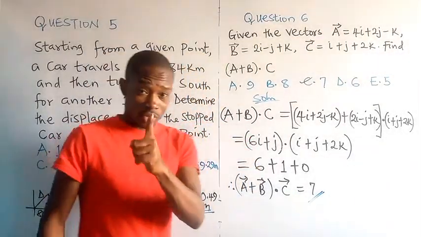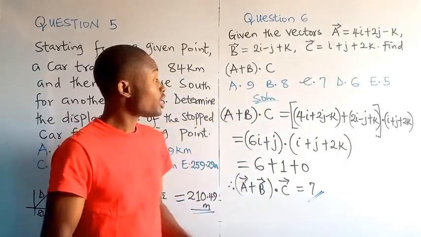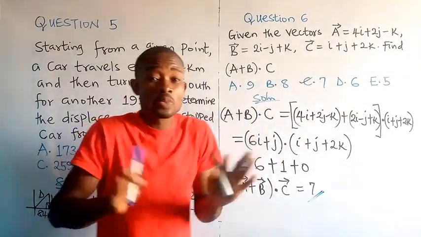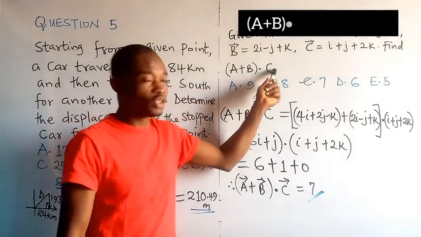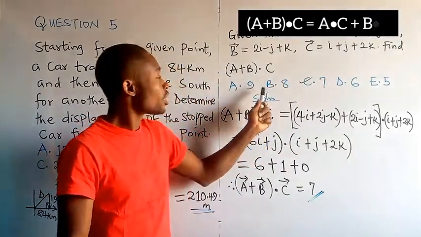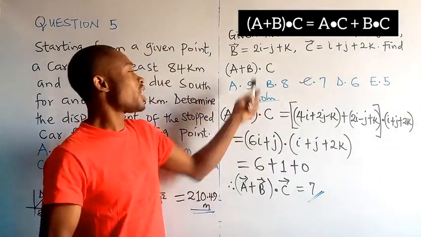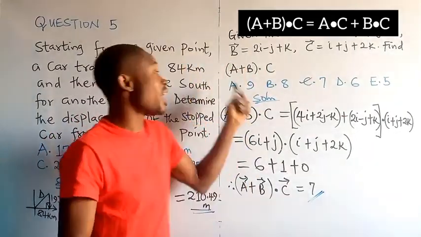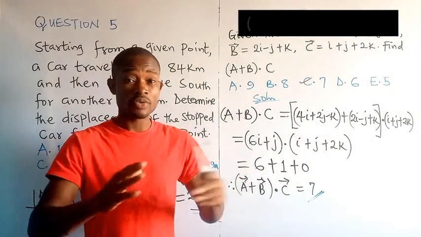By the way, do take note that this operation we are asked to carry out, this algebra, a plus b in bracket dot c, one can choose to punish himself in this way. You do a dot c plus b dot c, which simply means that scalar product distributes over addition and subtraction. But it's still going to give you the same result.